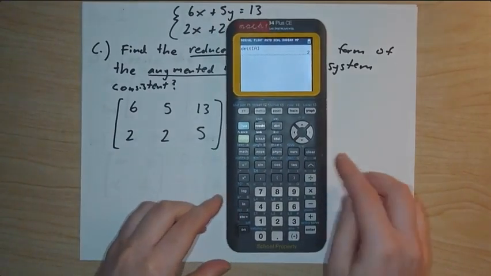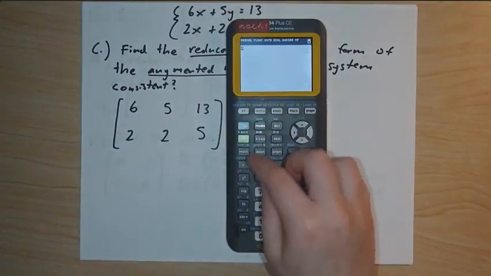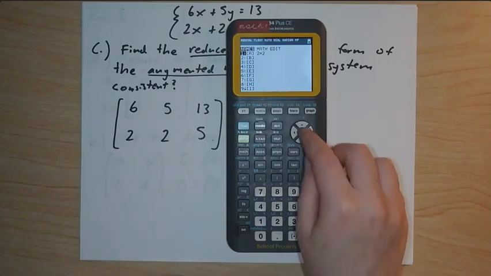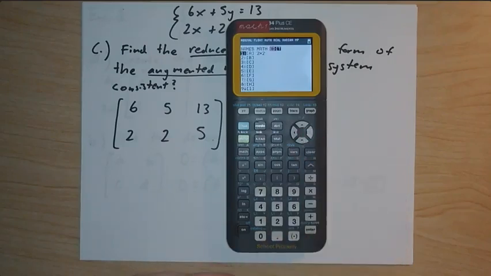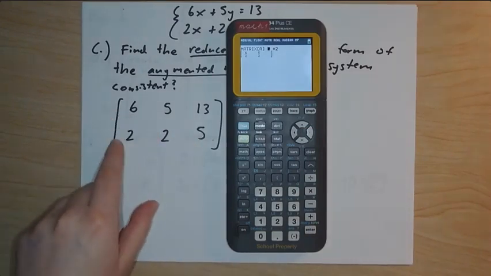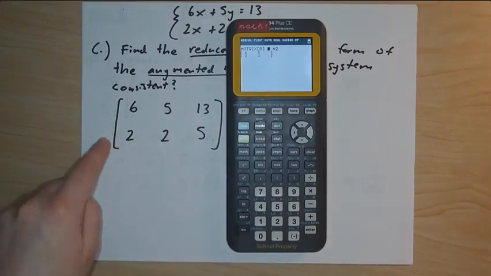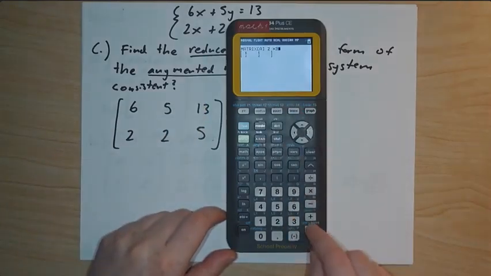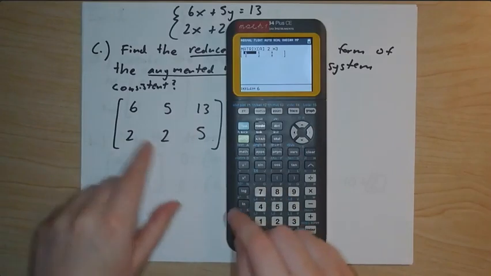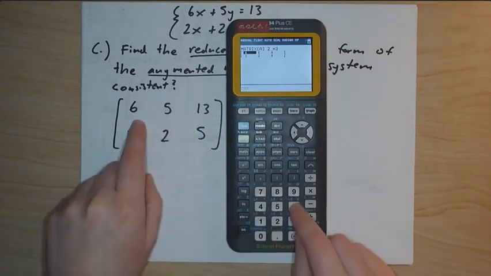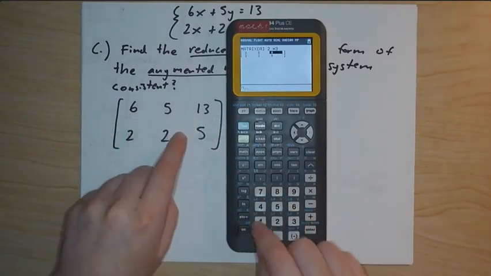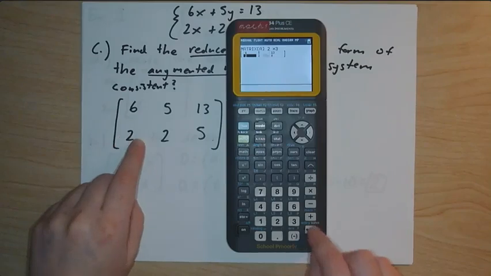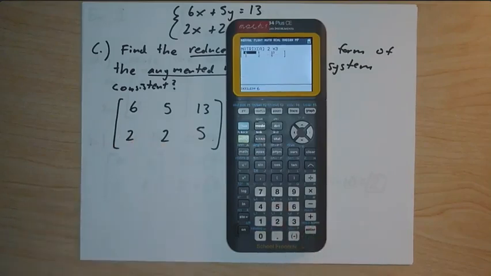So we're going to go back into our matrix menu, second x to the negative 1. We're going to scroll over to our Edit tab. We're going to edit A. Our augmented matrix is 2 by 3. We have 2 rows, we have 3 columns. So we're going to change this to a 2 by 3 matrix. And then we're going to put in our entries. We have 6, we have 5, we have 13, we have 2, 2, and 5.